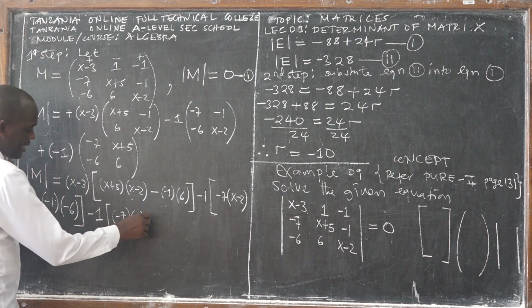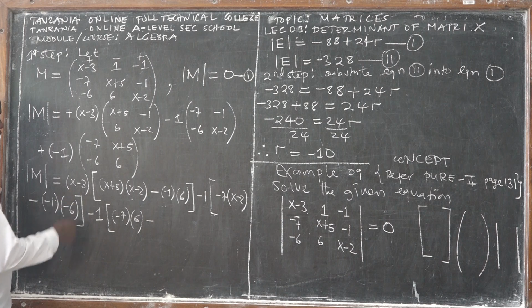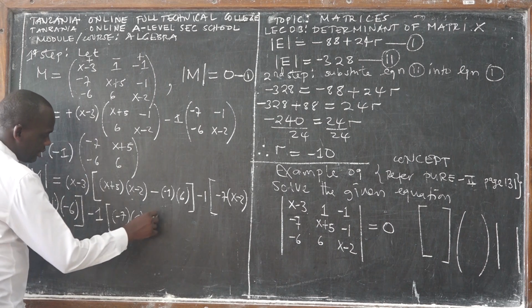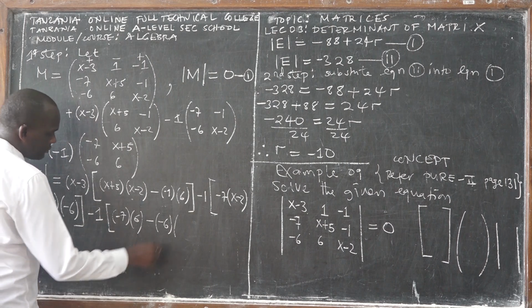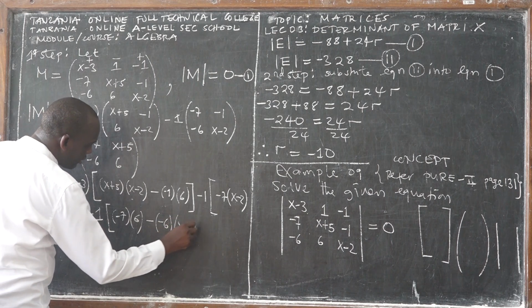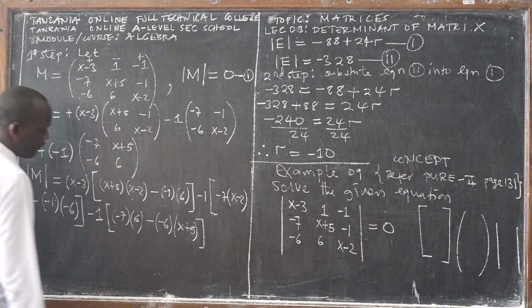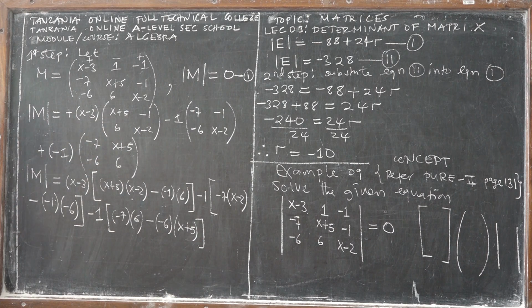Then minus, okay? Minus negative 60 multiplied by x plus 5. Now we have finished. Now it's a matter of multiplication. Okay? Then we say the determinant of matrix M is equal to x minus 3. Then you have the square bracket. Then we are going to expand.